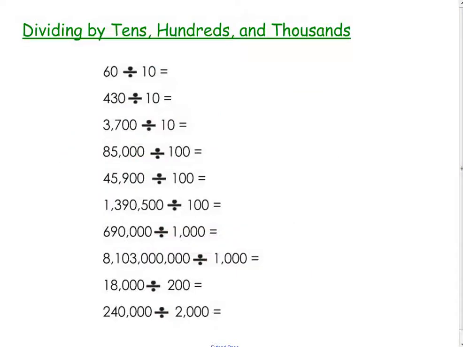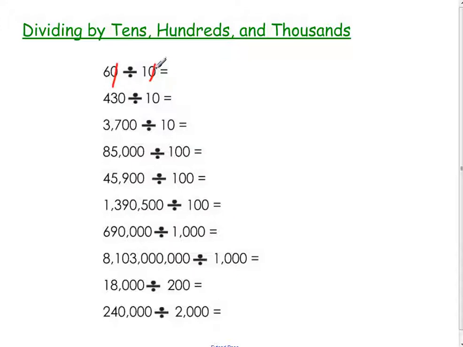Today we're going to talk about dividing tens, hundreds, and thousands. Okay, let's start with dividing by tens. Basically what we do is we look at our divisor, and however many zeros are in the divisor, we cross those out. We crossed off 1, and however many zeros we cross off in the divisor is the same number of zeros we cross out in the dividend.